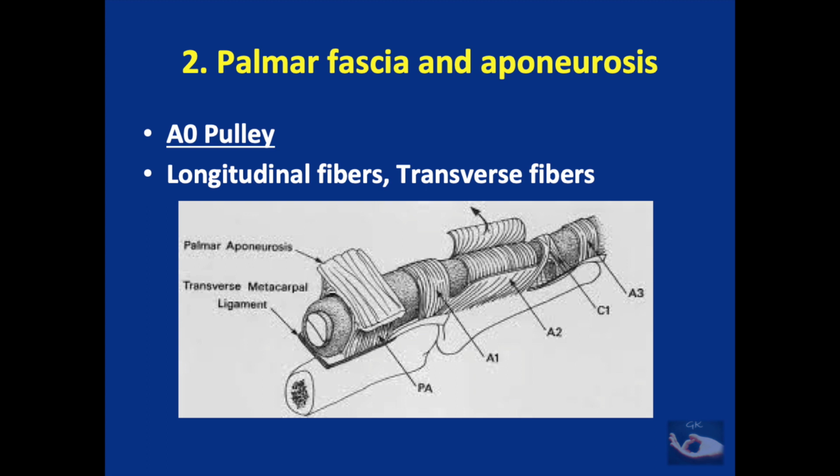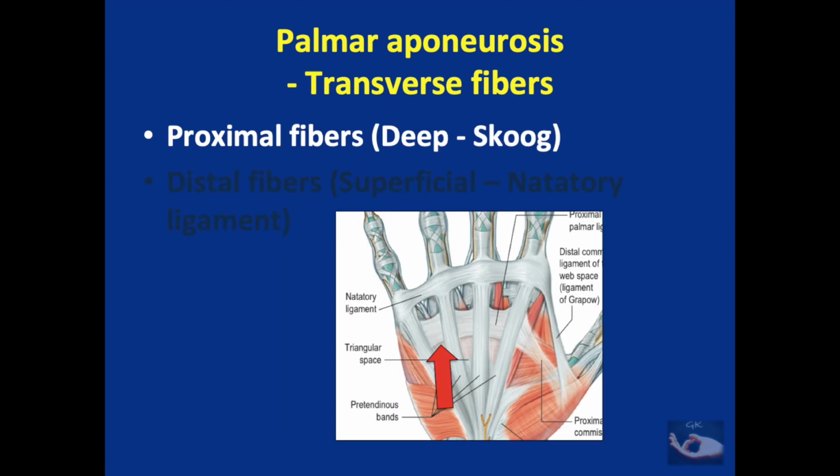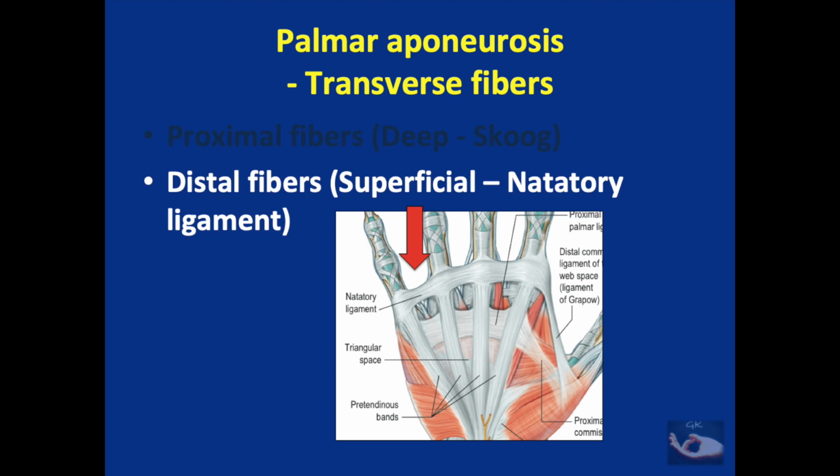In the palm, the first supporting structure for the flexor tendons is the palmar aponeurosis, which is sometimes called the A0 pulley. The supporting fibers are in the form of longitudinal fibers and transverse fibers. The pre-tendinous bands that are seen in the palmar aponeurosis form the longitudinal fibers in front of, or superficial to, the flexor tendons. There are transverse fibers in the palmar aponeurosis that also support the flexor tendons. These are either proximal, which are actually deeper and called the fibers of Skoog, or distal, which are more superficial and called the natatory ligament.